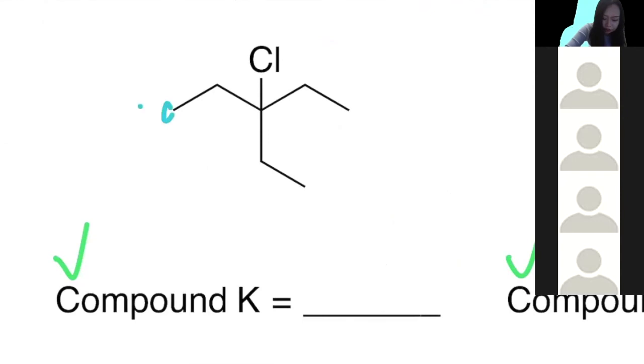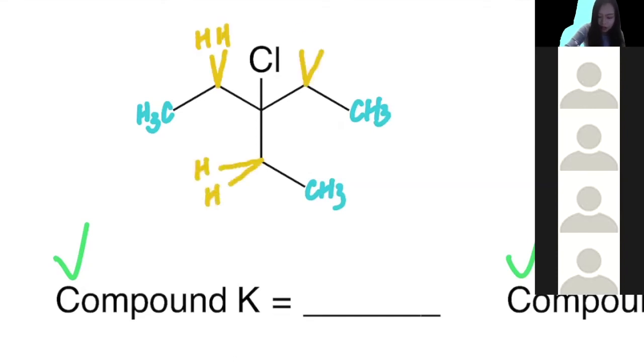This CH3 and this CH3 have the same chemical environment. These two hydrogens and these two hydrogens have the same chemical environment. The carbon in the middle is already bonded to 4 different things, which means there are no hydrogens on this green carbon. So in total there are only 2 signals, the blue signal and the yellow signal.